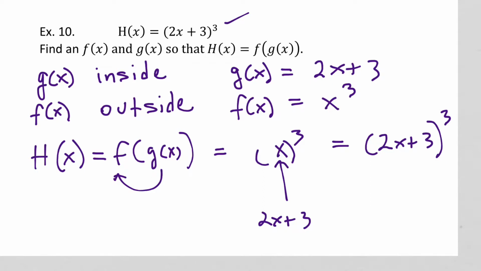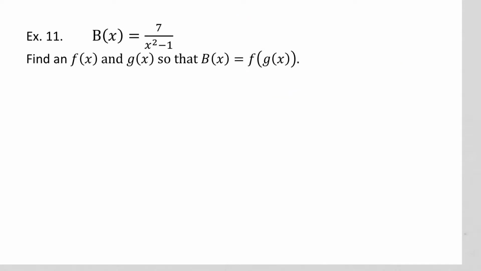So our answer is g of x must be 2x plus 3, and f of x must be x cubed. So let's do one more like this. Big B of x is equal to 7 divided by x squared minus 1. So we're looking for an f of x and a g of x so that big B of x is the composition f of g of x. So g of x is the inside and f of x is the outside.